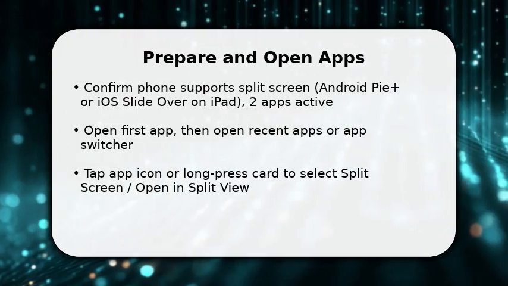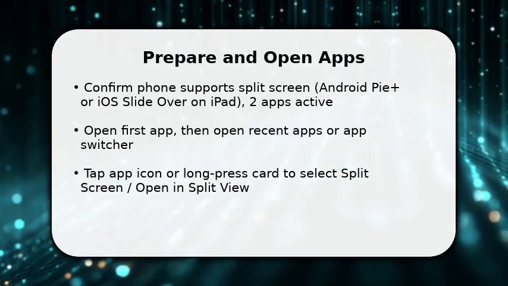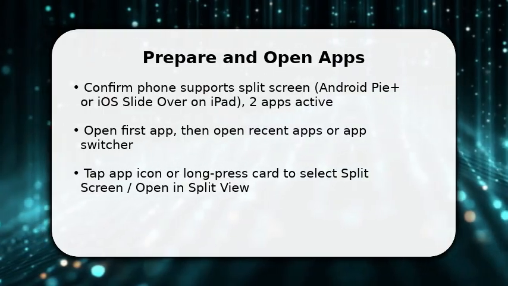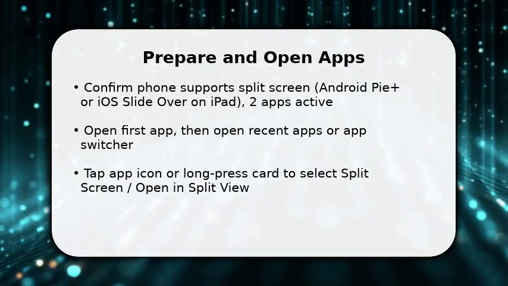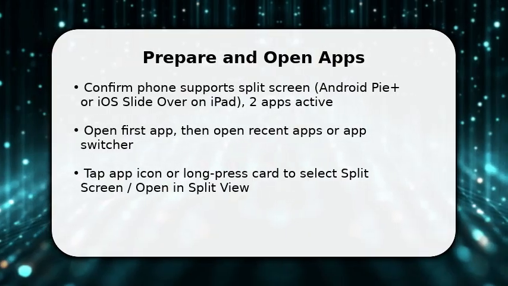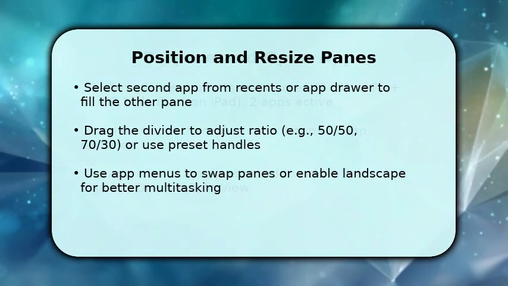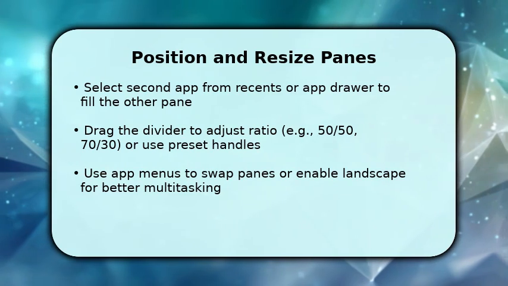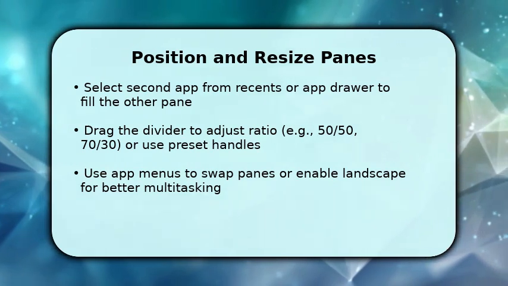Once in Recents, long press the app icon or its card and choose Split Screen or Open in Split View. This places the first app into the top or left pane so you can select the second app and begin the actual layout.